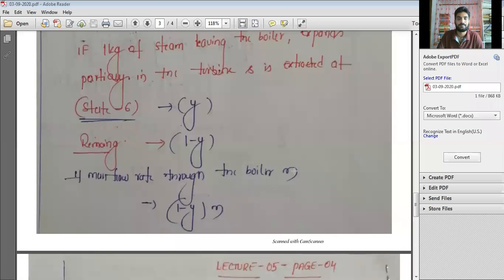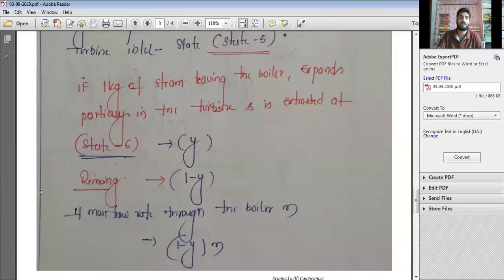Yes. So this Y is called 1 kg of steam leaving the boiler, expanded partially in the turbine, and extracted at state 6. That is steam extracted. How much steam is extracted or bled at state 6? I can write that steam as Y, and the remaining steam entering into the condenser is called 1 minus Y.